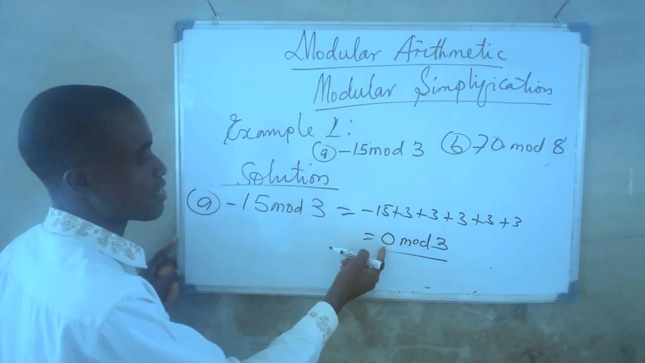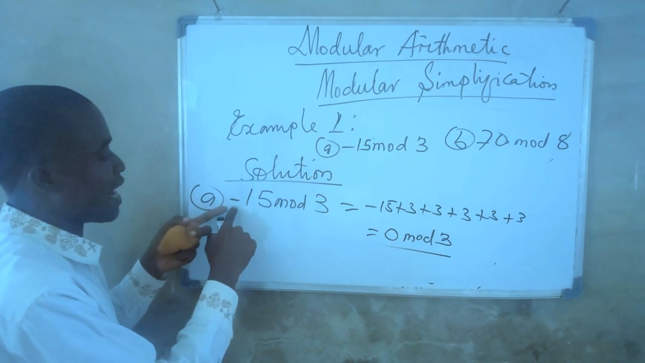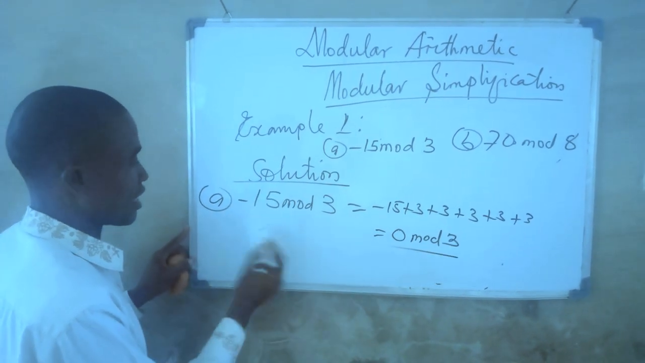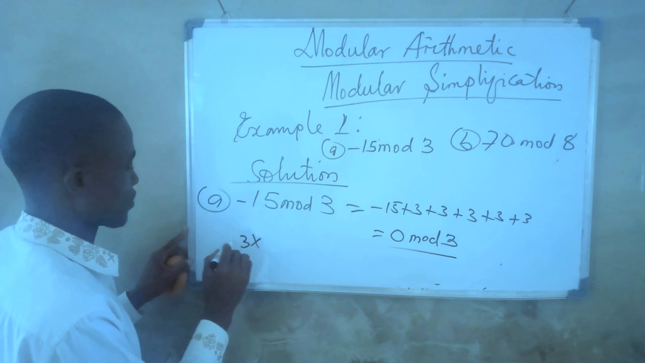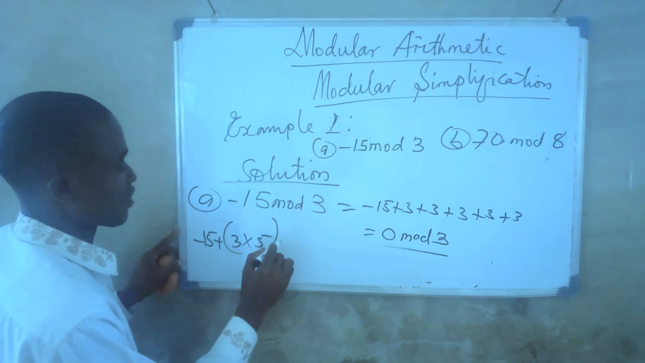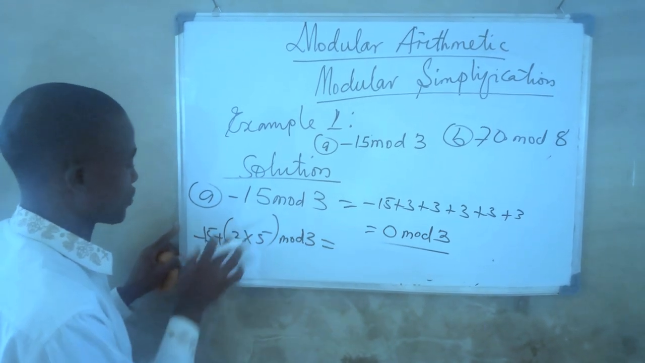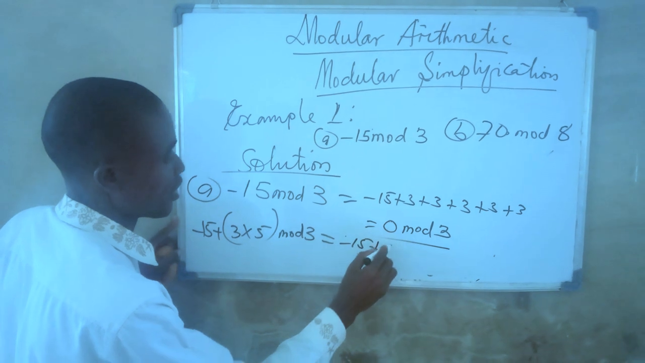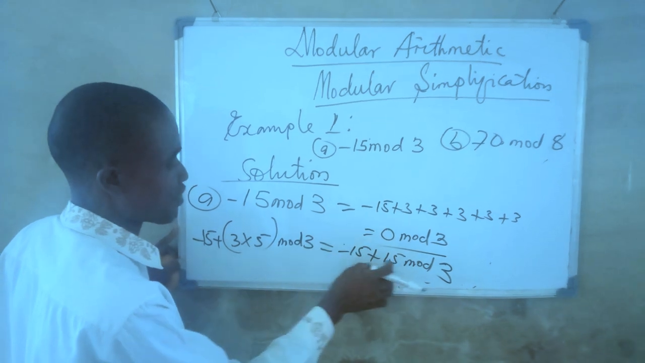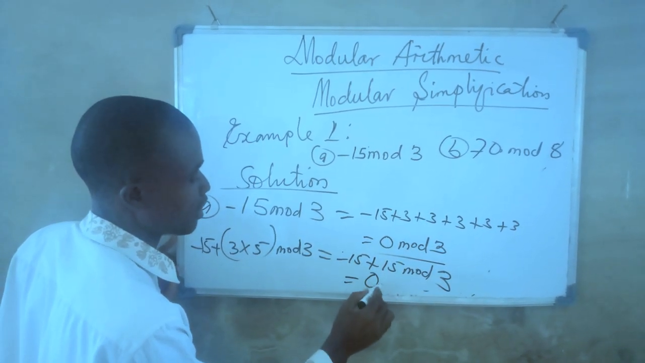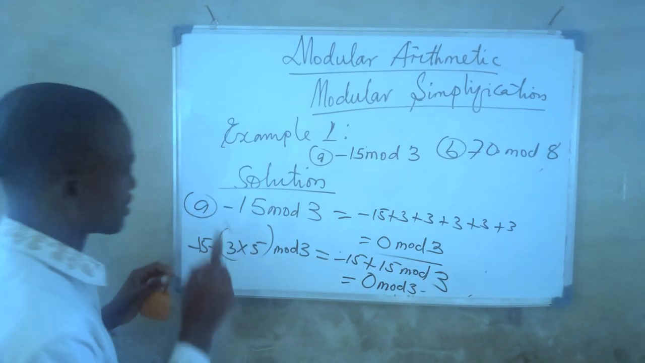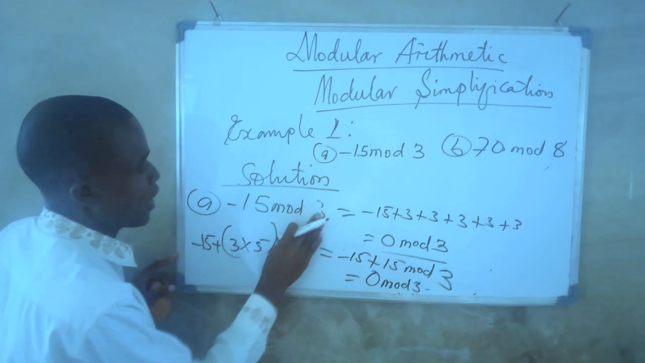How did we get 0? We are looking for a way that the minus turns to positive. You can now say, indirectly, 3 times 5. That's minus 15 plus 3 times 5 modulo 3. That gives us minus 15 plus 15 modulo 3. So minus 15 plus 15 giving us the positive value, which is what? 0 modulo 3.